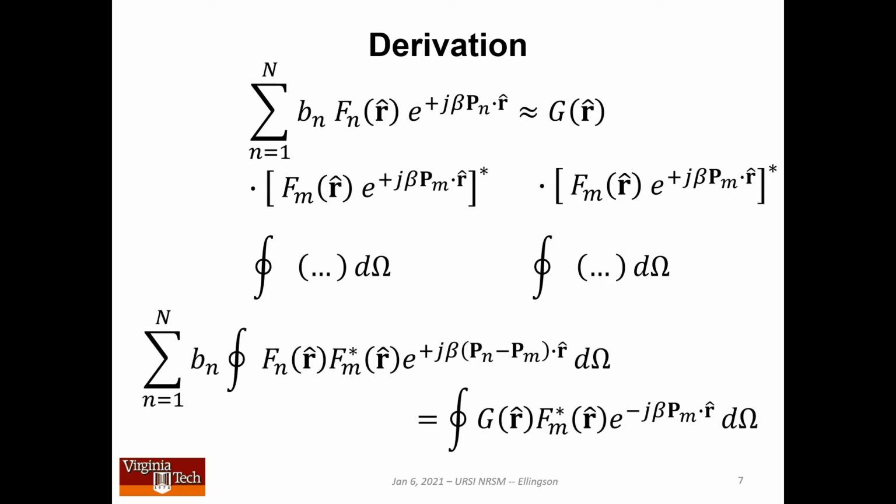Exchanging the order of integration and summation on the left, we obtain the equation shown at the bottom of the slide. Note that we now have a simple linear equation with N unknown values, that is, the b sub n's. Of course, we actually have big N such equations, since m can go from 1 to N. Thus, we have a linear system of N equations with N unknowns, allowing a simple solution for the b sub n's.